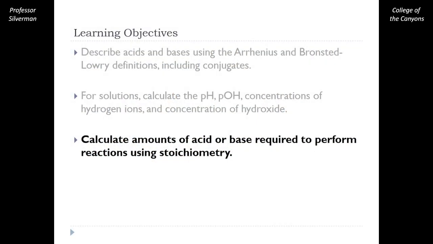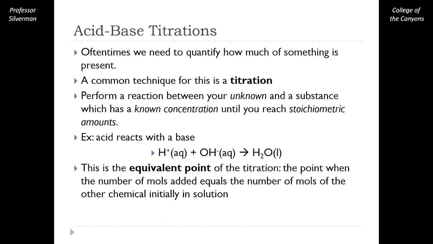Welcome! Our objective for this video is to calculate the amounts of our acid or base required to perform our chemical reactions. This is a type of stoichiometry. When we have acids and bases, we can quantify how much of our acids or bases are required to react with each other using a technique known as titration. Titrations are a nice laboratory technique to do some quantitative analysis to figure out exactly how much of something is present.